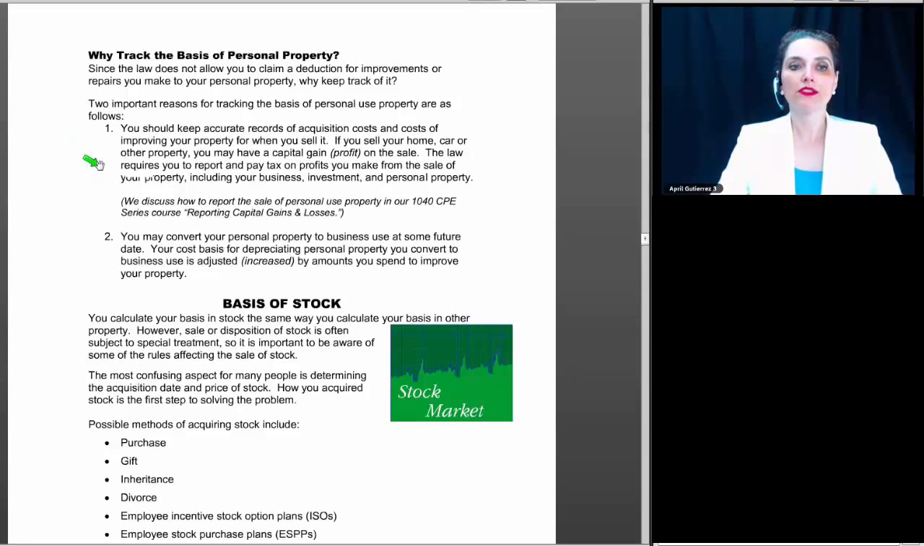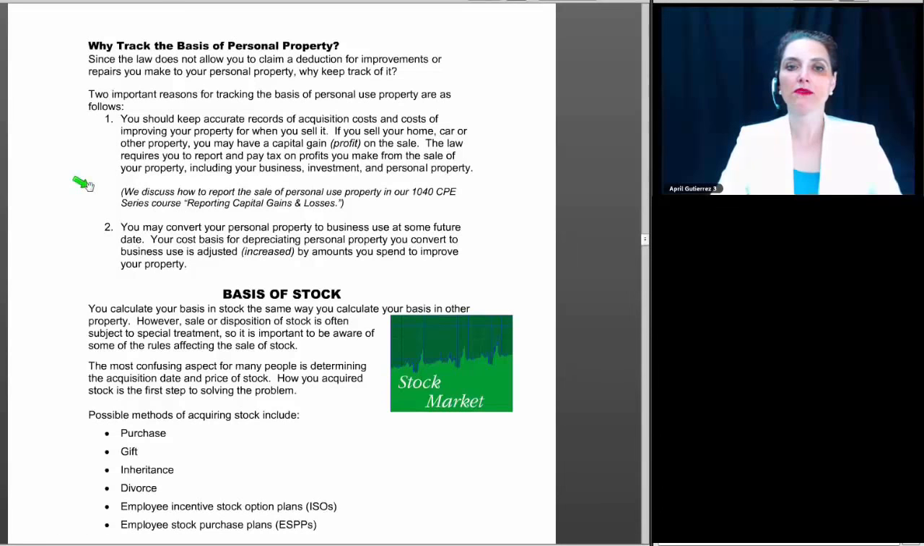The law requires you to report and pay tax on profits you make from the sale of your property, including your business, investment, and personal use property. Now, we discussed the sale of investment and personal property in our course called Reporting Capital Gains and Losses, and that's going to be held a week from today.